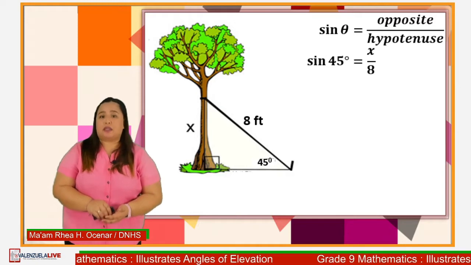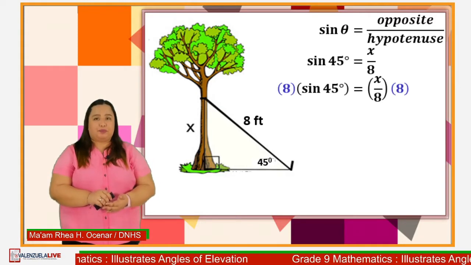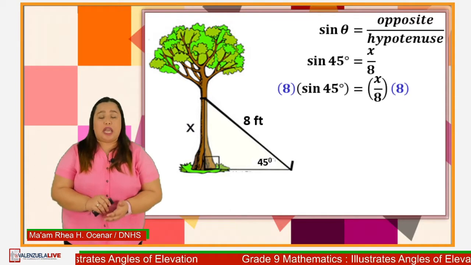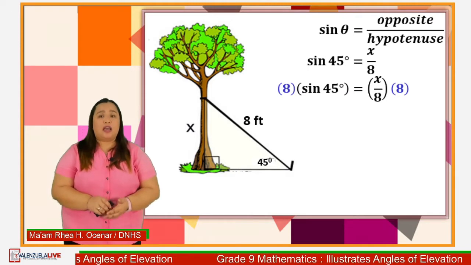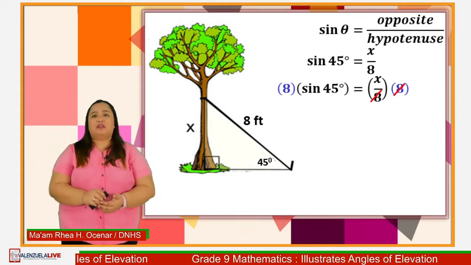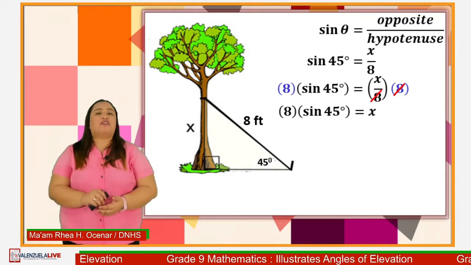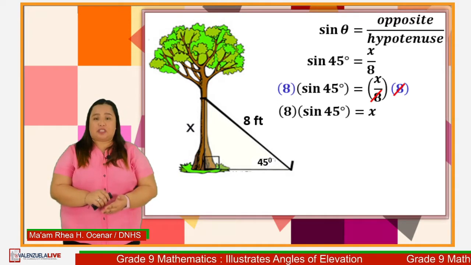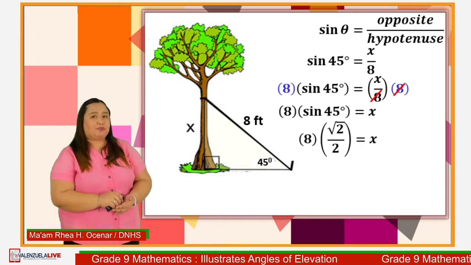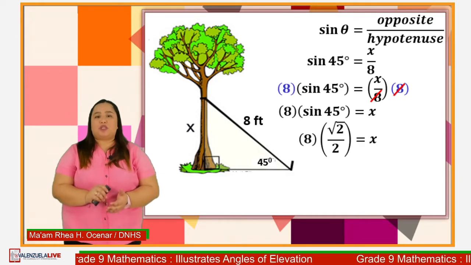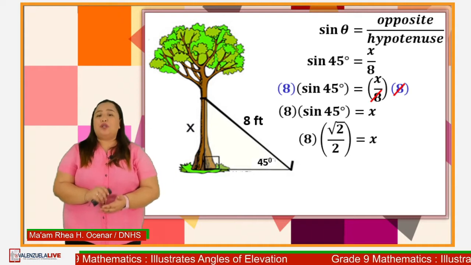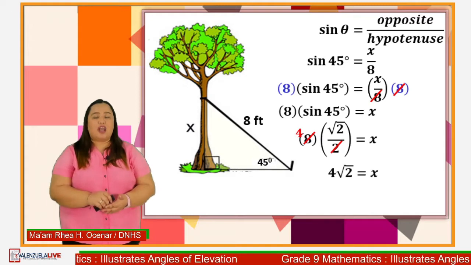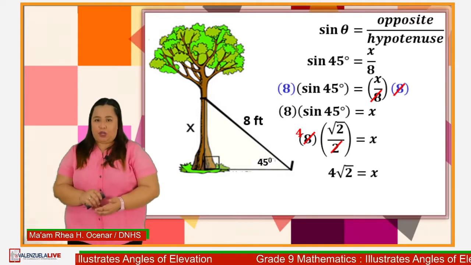Multiply both sides by the LCD 8, we have 8 times sine 45 degrees is equal to the quantity x over 8 times 8. Simplify, we have 8 times sine 45 degrees is equal to x. Substitute the value of sine 45 degrees. We have 8 times the quantity square root of 2 over 2 is equal to x. Simplify, we have 4 square root of 2 is equal to x.